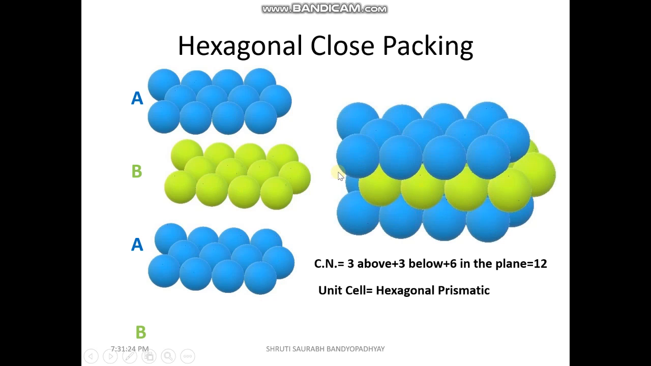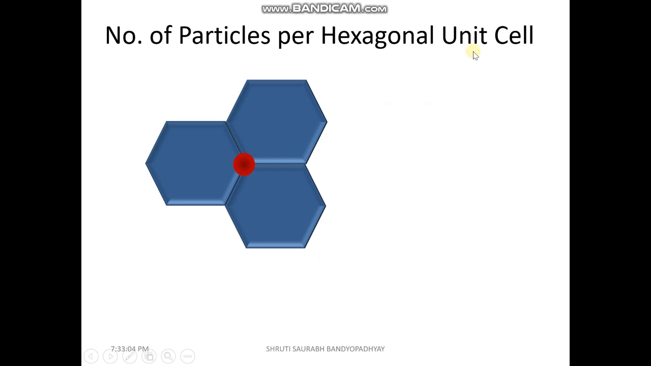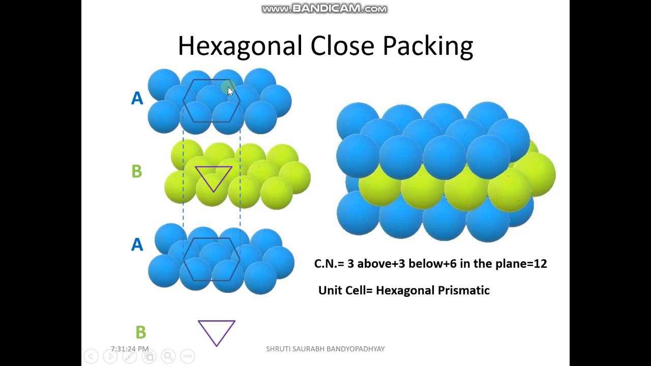If we want to see the solid packed model here, the close packed model, it will look like this. This one is the hexagon, suppose this one is one triangle, that one is another hexagon. Now, this is another triangle, and this one actually represents the hexagonal prismatic structure. Now the total number of particles per hexagonal unit cell. Suppose this one is the hexagonal unit cell, suppose this sphere, consider this sphere.